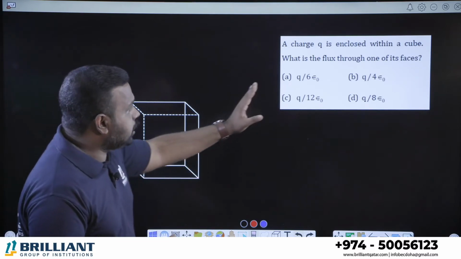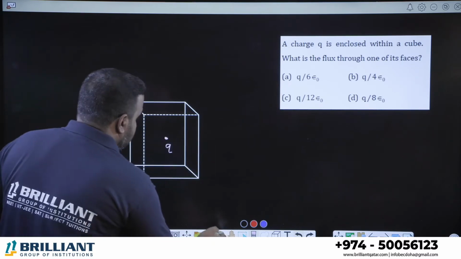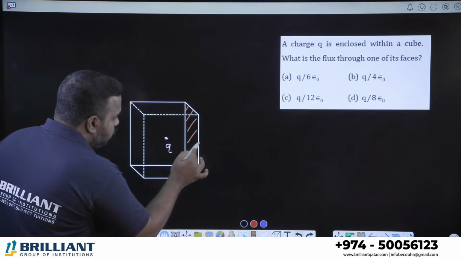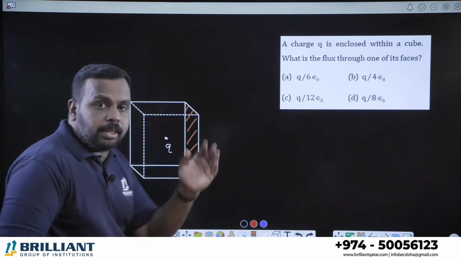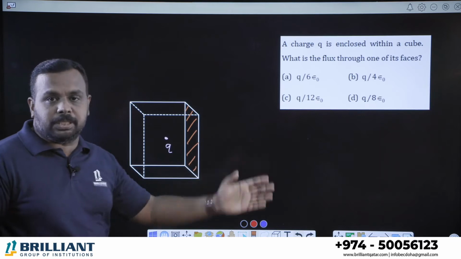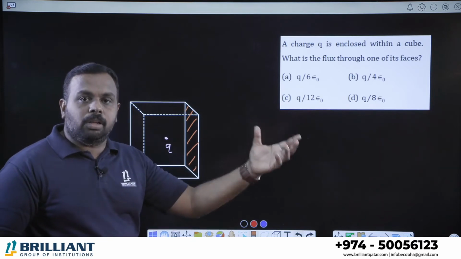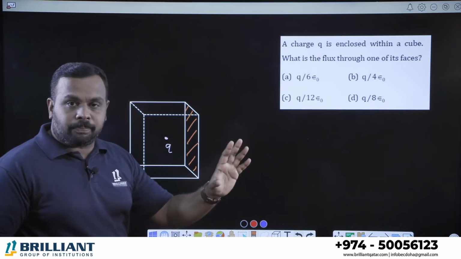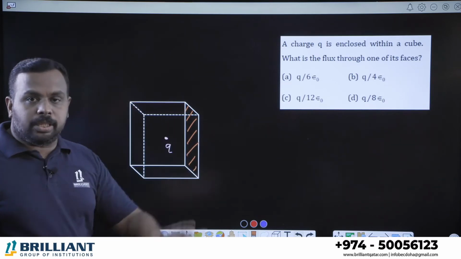In this question, they're asking what is the flux through one of its faces. So look, I'm marking this face. This is one of the faces of the cube, right? So if you're considering only that face, we know that that is not a closed surface, it's an open surface, right? Gauss theorem is applicable only for what? Closed surface. So do one thing, we'll take the complete cube, okay? And apply Gauss theorem directly.